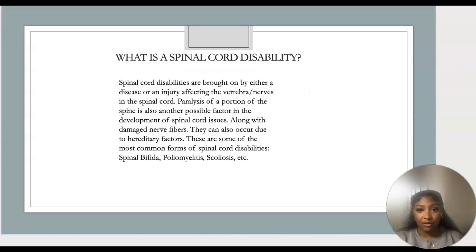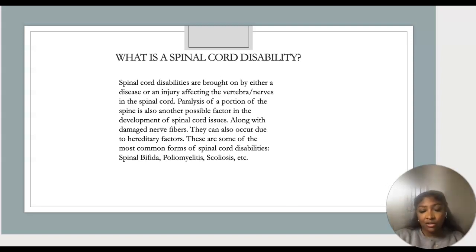So, what is a spinal cord disability? A spinal cord disability is brought on by either a disease or injury affecting the vertebrae or nerves in the spinal cord. Paralysis of a portion of the spine is also another possible factor in the development of spinal cord issues, along with damaged nerve fibers.